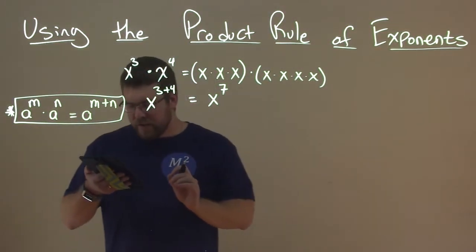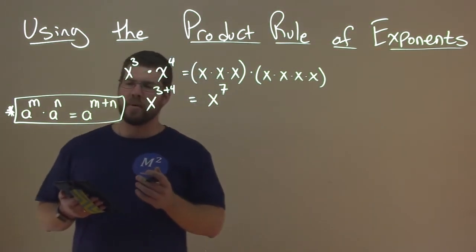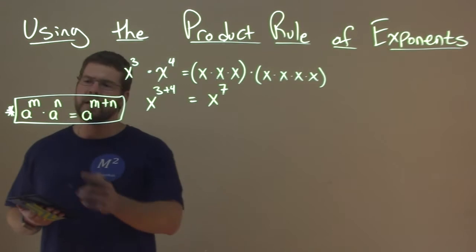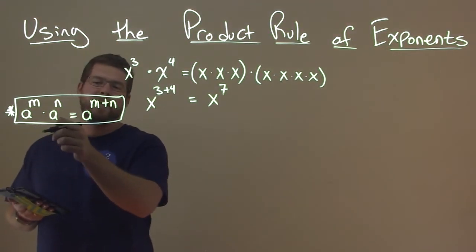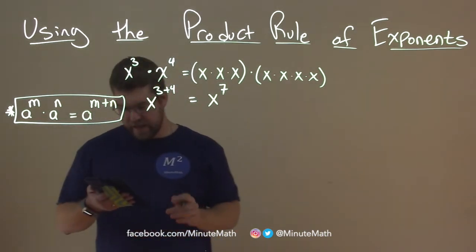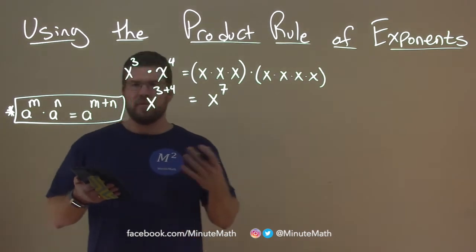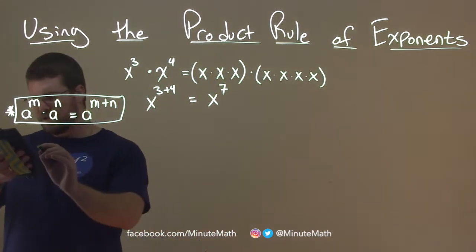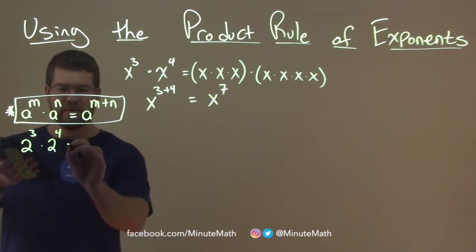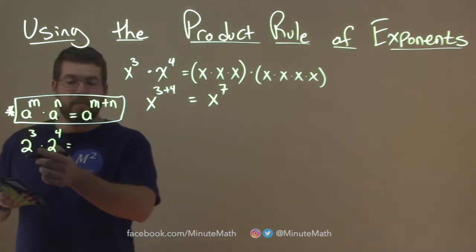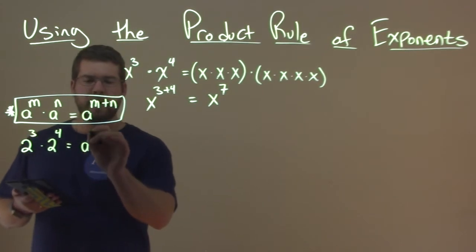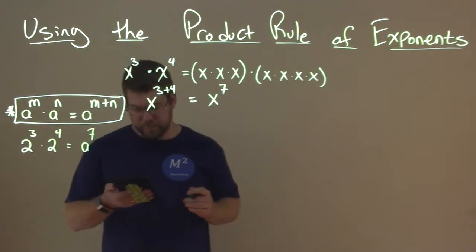Now, remember, they said for any real number a, make sure this base is the same for both. A common mistake I see from students is they'll put 2 here, and then this one instead of a will be like a 5. Doesn't work. They have to both be exactly the same. Let's say it's 2. So if we had 2 to the third power times 2 to the fourth power, we would add the exponents, right? The bases are the same, both 2, and 3 plus 4 is 7. So we'd have 2 to the 7th power right there.